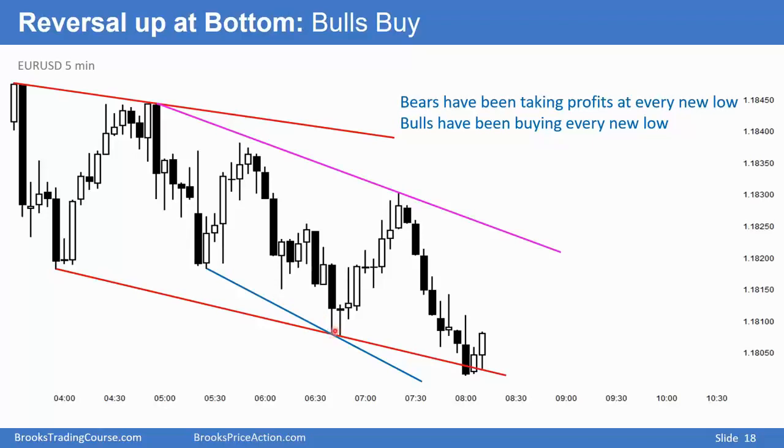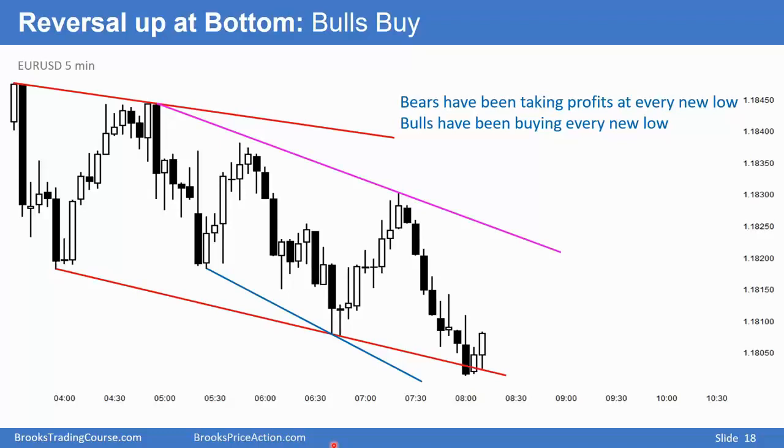They buy this low. Some bulls will buy this low, use a wide stop, and scale in lower, knowing that every prior new low led to a profitable trade if you bought the low. Buying below this low, you made money. Buying at this low, you made money. Buying at this low, you probably will make money. So bulls are buying new lows.